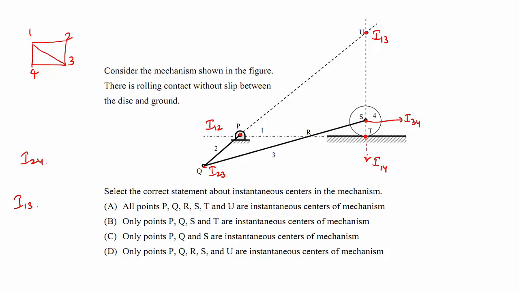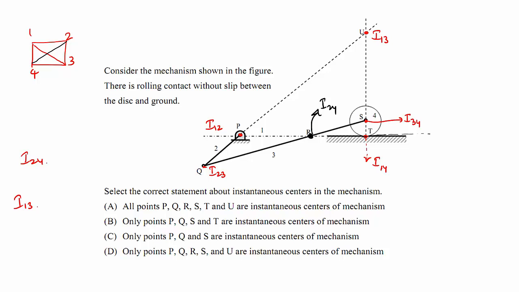And next is 2, 4. For 2, 4, it should be collinear with 1, 2 and 1, 4. 1, 2 and 1, 4, this is the line. Okay. And 2, 3 and 3, 4, this is the line. So this will be the location of I24. This is I24. So now select the correct statement about the instantaneous centers in the mechanism.